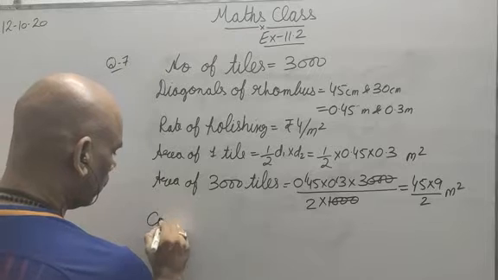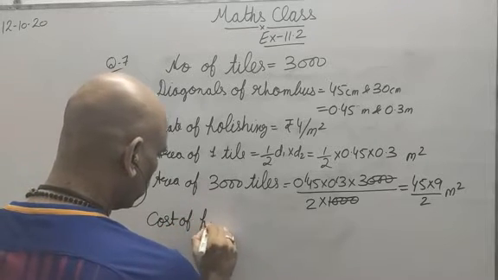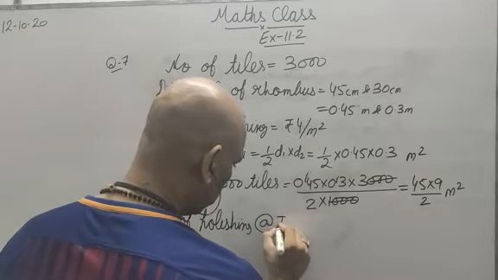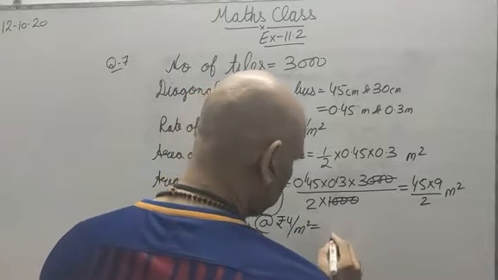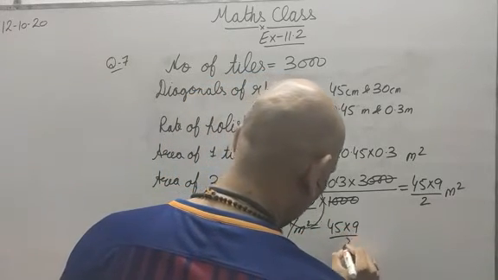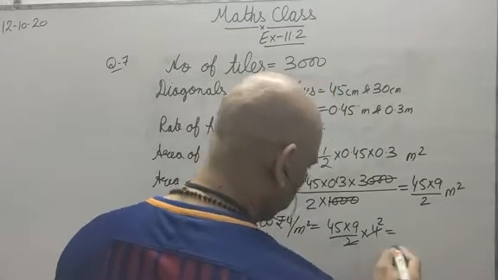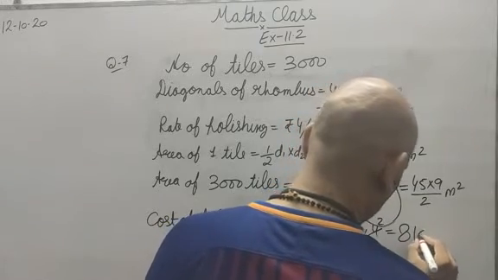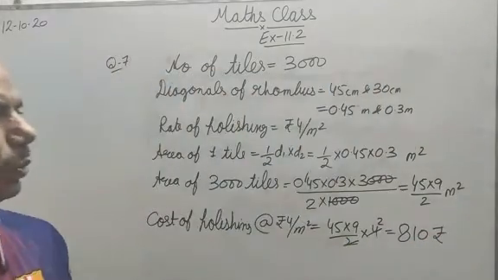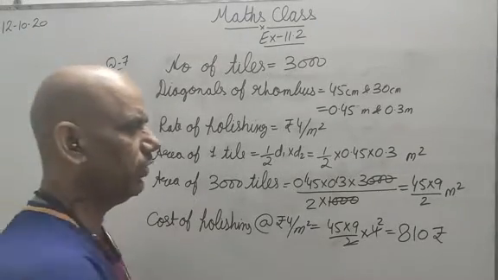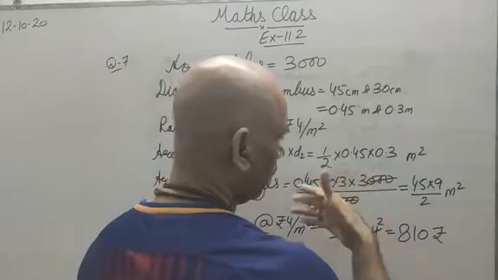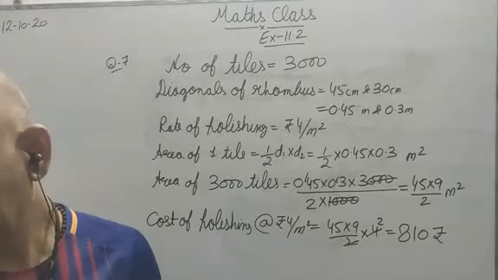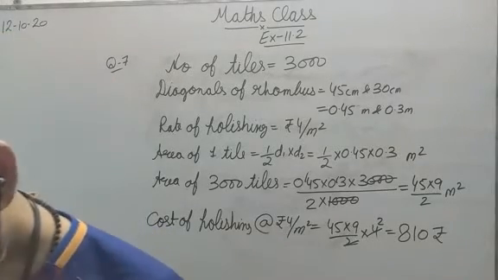Now the cost of polishing at the rate of rupees 4 per meter square is 45 into 9 by 2 into 4. 2 into 4 gives... 45 into 2 is 90, sorry, and 90 into 9 is 810 rupees. This way the calculation will be easy. If you had multiplied by 3000 here and divided there, the calculation would be tough, and this way it is the easiest one. I am very sure it is clear in your mind.